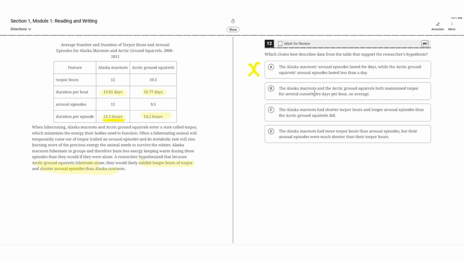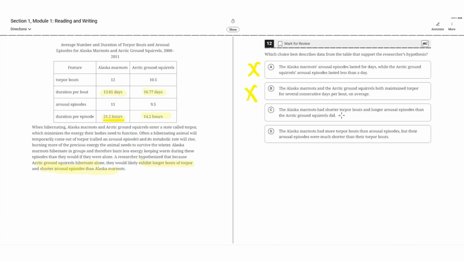B. Alaska marmots and the Arctic ground squirrels both maintain torpor for several consecutive days per bout on average. So this is incorrect because, like A, it only discusses the bouts of torpor, not talking about arousal episodes.